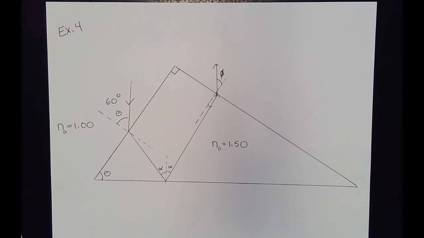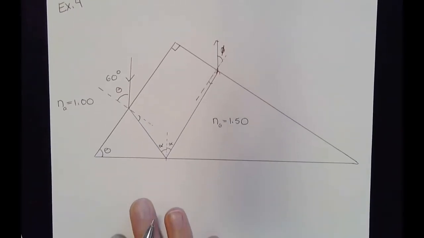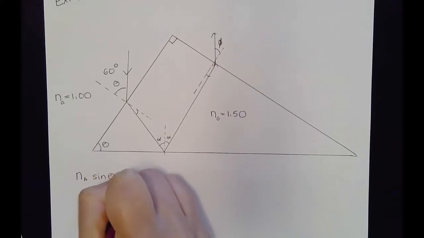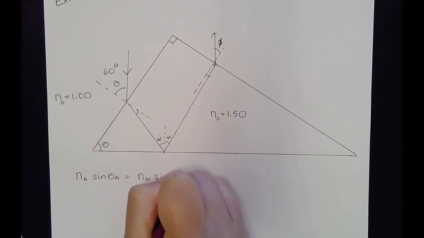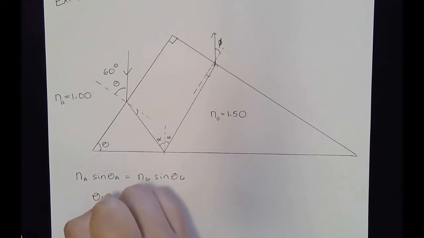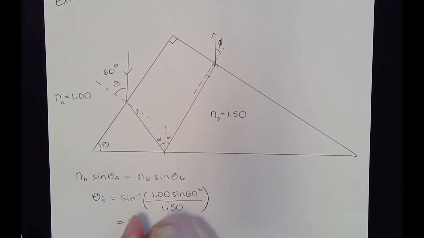Okay, so now let's find this angle by applying Snell's law. So our first step is to apply Snell's law at this first surface. So we'll have n air sine theta air equals n glass sine theta glass. And then we get theta glass is sine inverse of 1 times sine 60 over 1.5. And that's 35.3 degrees.